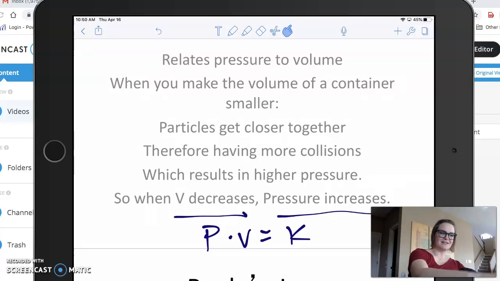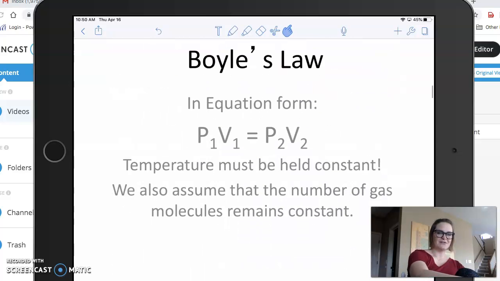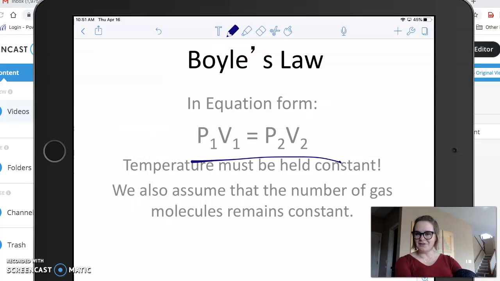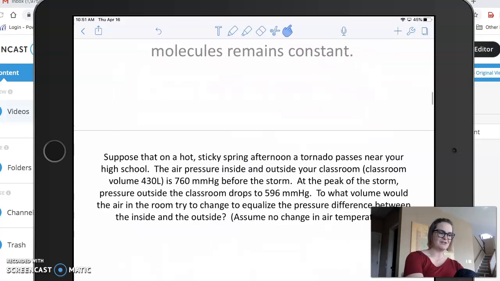And so what's nice is we can actually set two scenarios equal to each other. So if we ended up changing the volume, you can figure out what the new pressure would be. So this is what we refer to as Boyle's Law. You don't need to know names at all, but if you are just isolating and looking at pressure and volume and how they're changing, this is the one equation you would do. P1 times V1 equals P2 times V2. P is pressure, V is volume, and they can be in any of the units that we've talked about. So you don't have to stress over this.